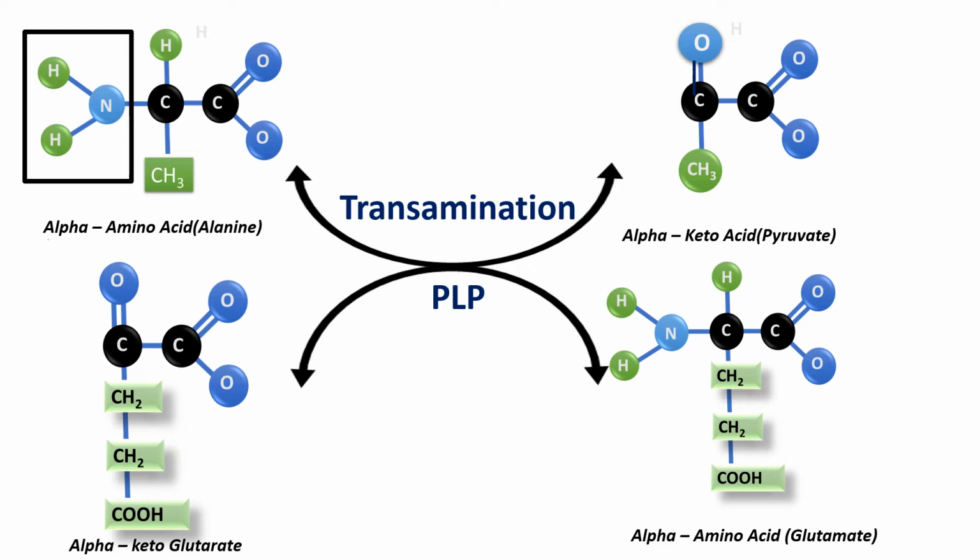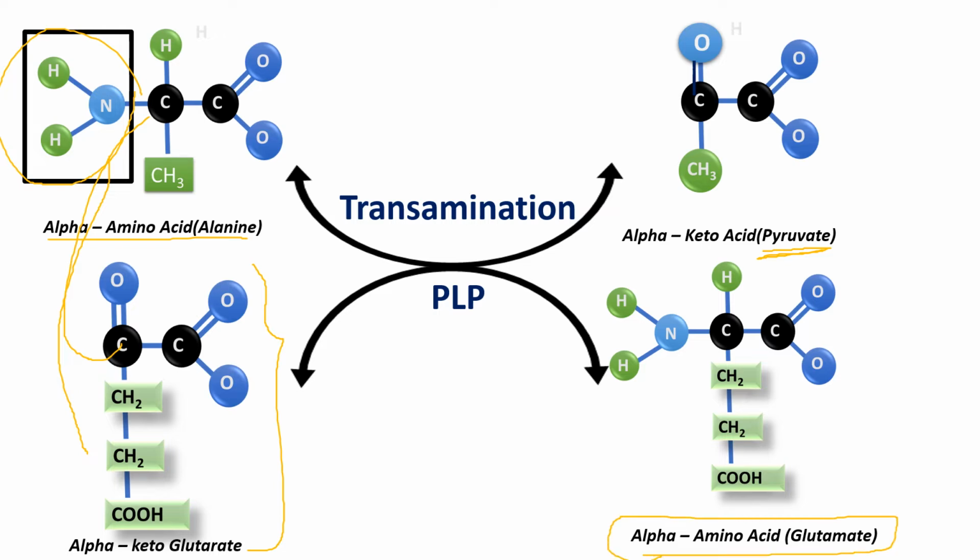Now here you can see our alpha amino acid, and the example is alanine, and in alanine we have an amino group. This amino group is transferred from the alpha amino acid to the keto acid. This is our keto acid, and the amino group will be transferred from this carbon to here. So if I remove the amino group from here, alanine is converted into pyruvate. Similarly, this amino group gets attached to alpha ketoglutarate, so here glutamate is formed.